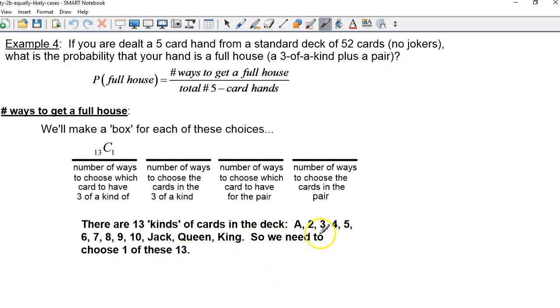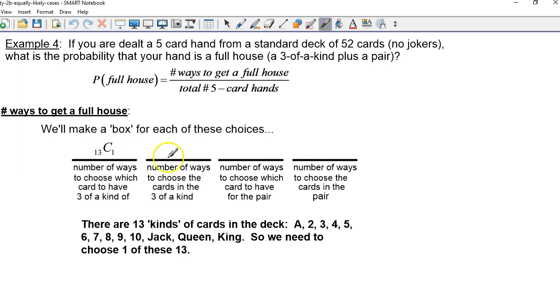There's an ace, 2, 3, 4, 5, 6, 7, 8, 9, 10, and a jack, and a queen, and a king. So if you just count those up, there are 13 kinds of cards, assuming we have no jokers. And so, out of those 13 kinds of cards, we have to choose one kind of card to be the one we're going to have 3 of a kind of. So that means 13 combination 1.